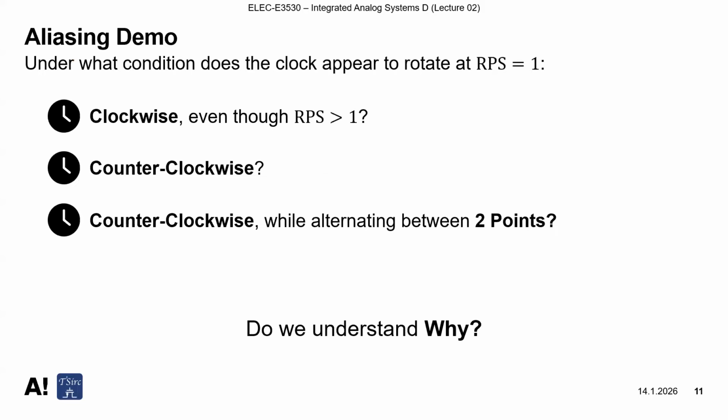The questions were, under what condition does the clock appear to rotate at 1 rotation per second? This is clock speed equal to 1. For the first question we went through, clockwise, even though RPS is not equal to 1, it can appear the same. About counterclockwise with the same speed, the magnitude. And counterclockwise while alternating between 2 points. And do we understand why? This was the question.